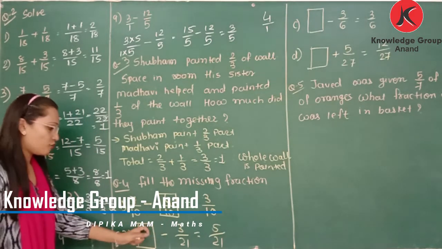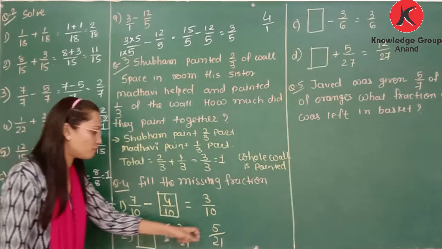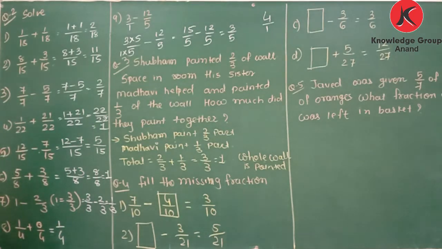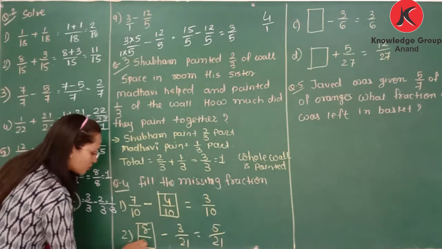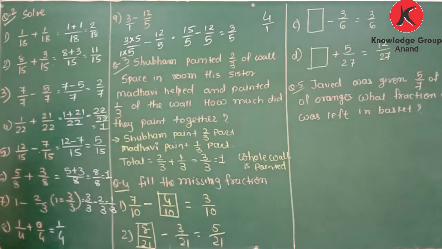Now here we need to subtract 3 by 21 from some fraction to get 5 by 21. From which number do we subtract 3 to get the answer 5? That is 8. 8 minus 3, that is 5. So 8 minus 3 is 5. The denominator is the same because they are like fractions.